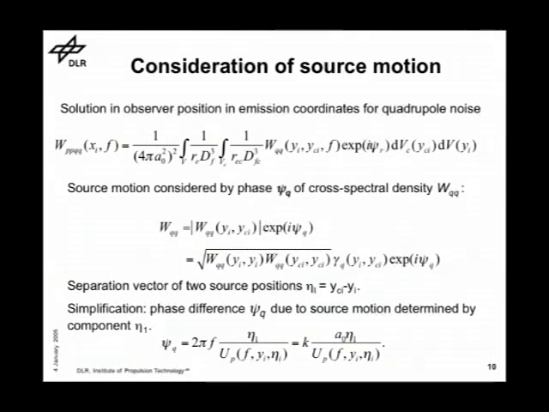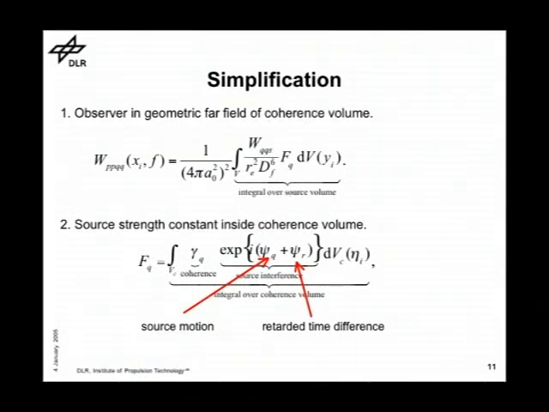And then the absolute value of the cross-spectral density, you can express in terms of the power spectral density at one source position, times the power spectral density at the second source position, times the coherence gamma. And the coherence gamma we don't know. We know the phase difference due to motion, we know the phase difference due to retarded time differences, but we do not know how the coherence decays when the distance between the two source volume elements increases.